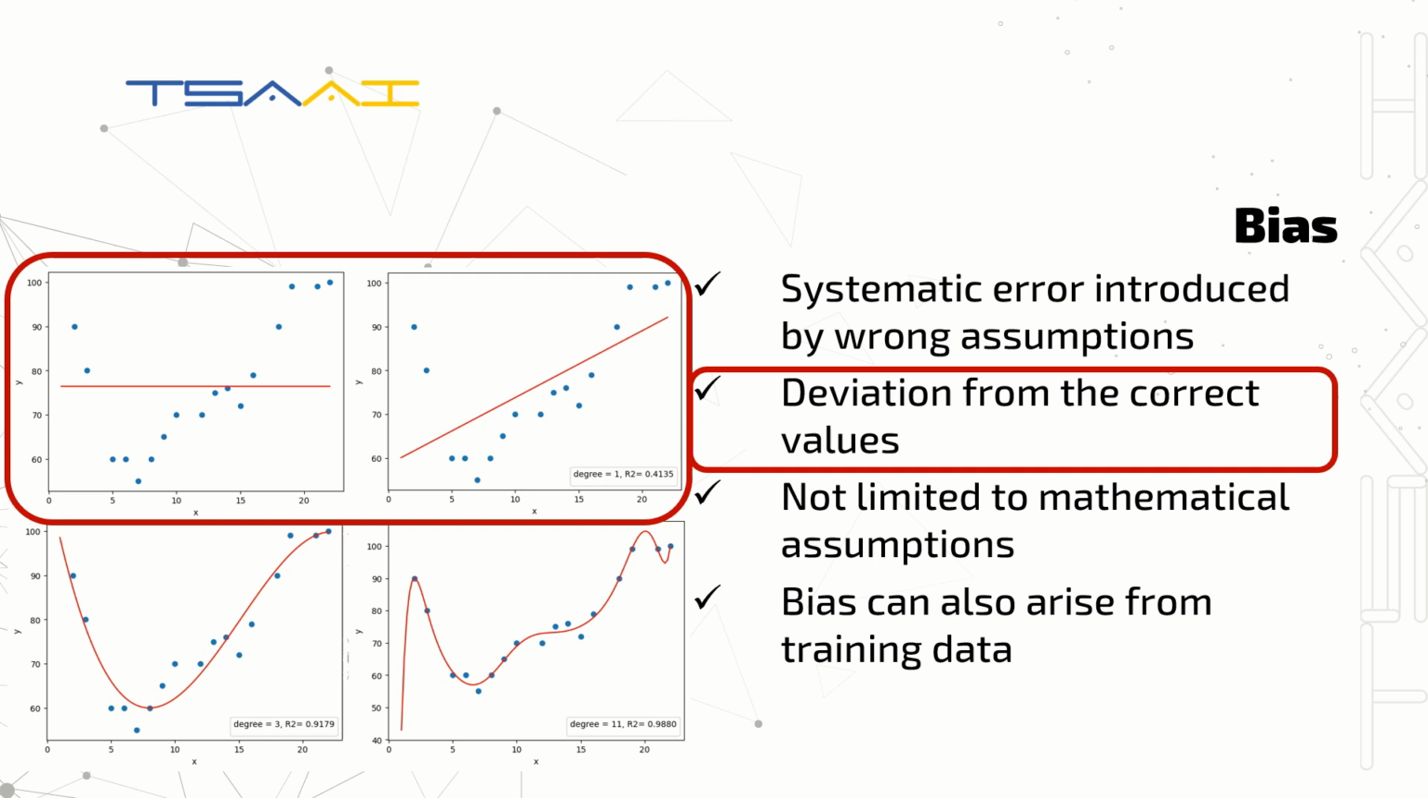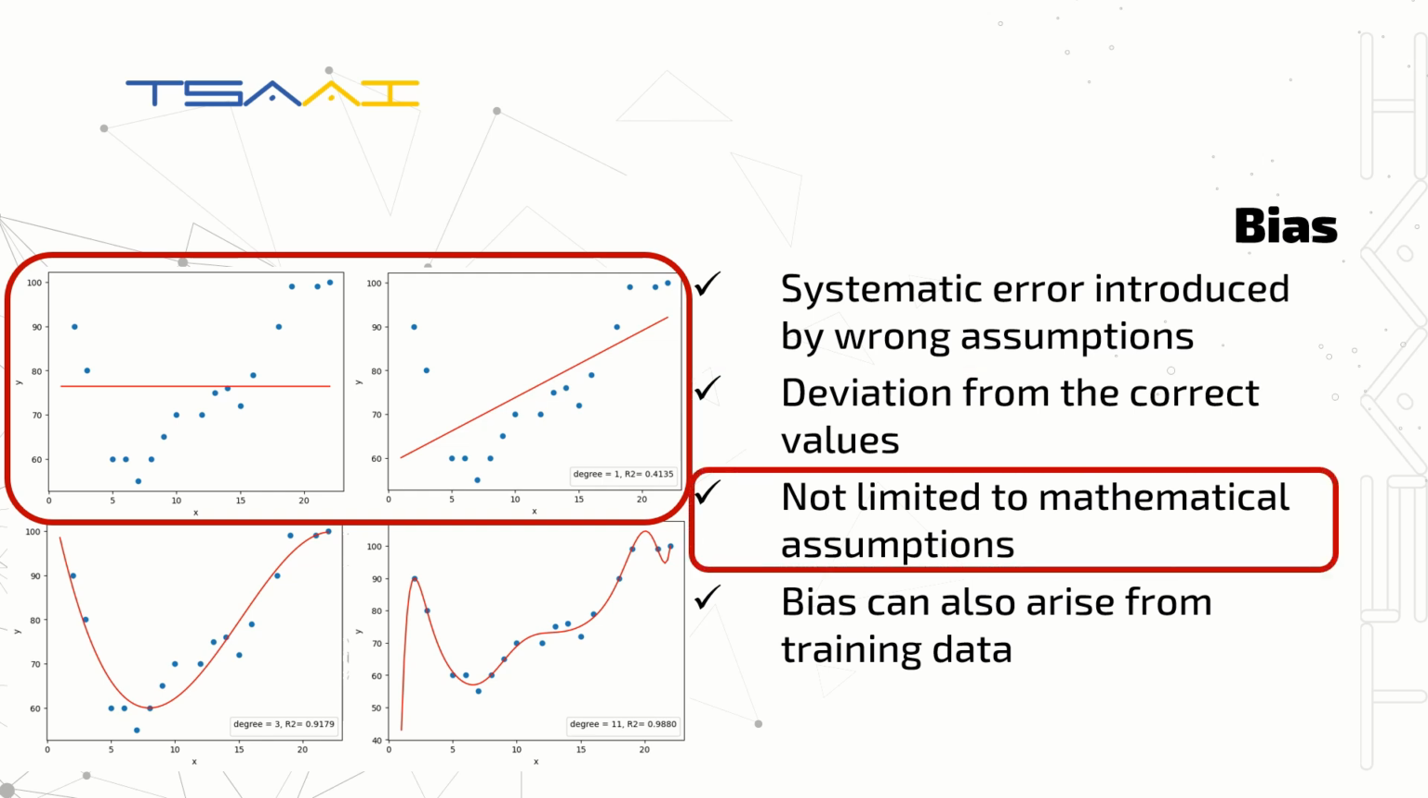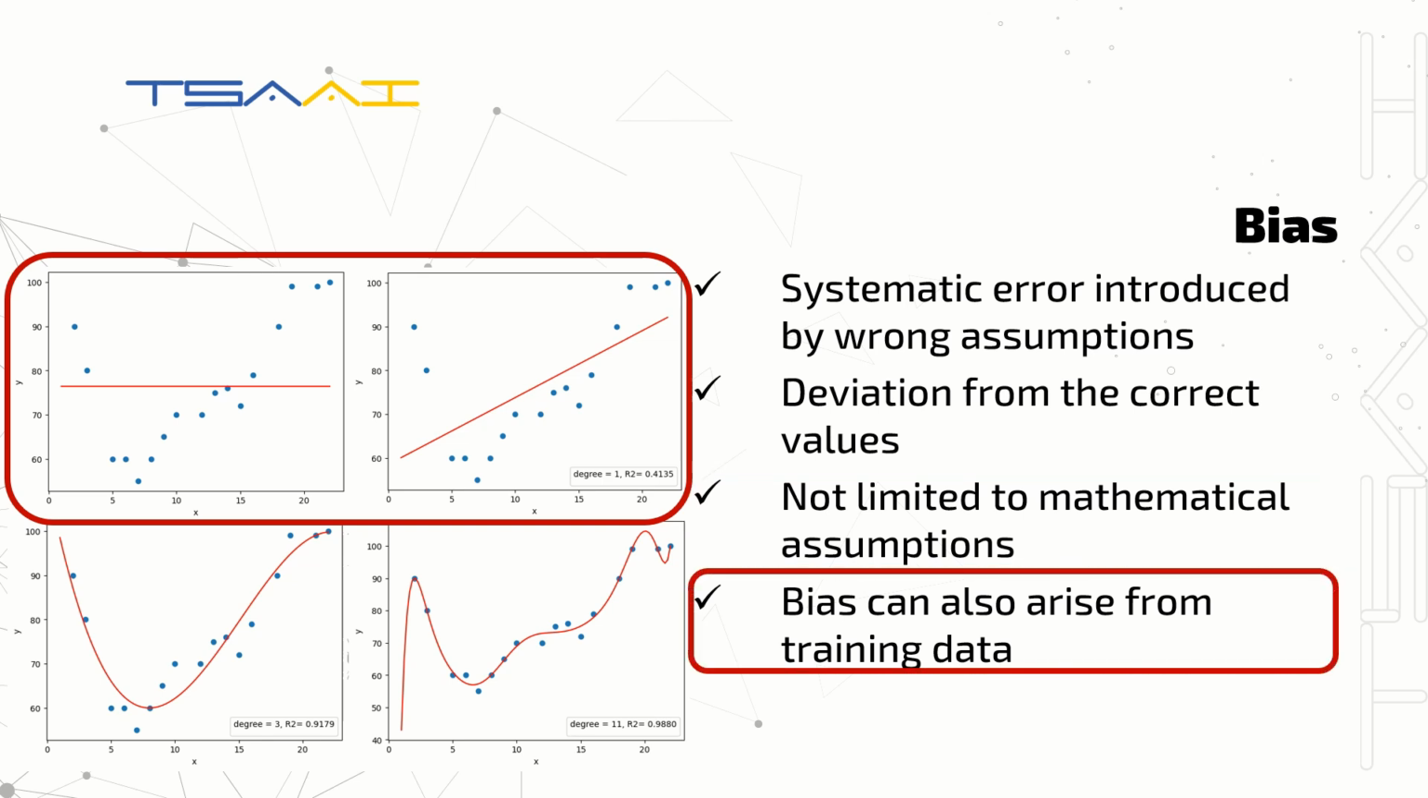It's crucial to note that bias isn't limited to mathematical assumptions alone. In AI models, bias can also arise from the training data itself. Take, for instance, a recruitment system trained on biased historical data. If that data favored male applicants, the model could inadvertently perpetuate gender bias, disadvantaging female candidates.